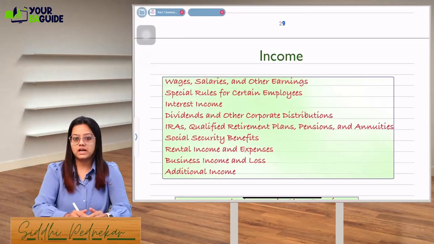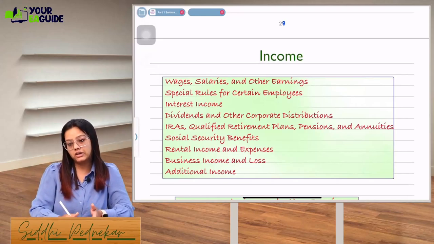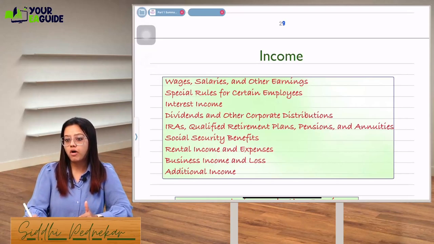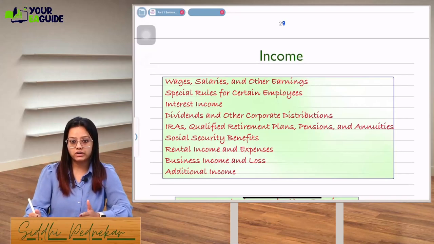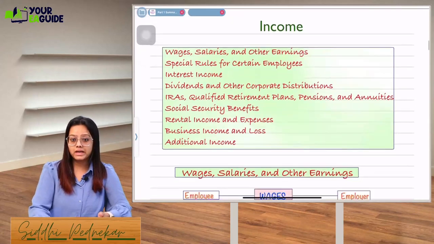All right, so we'll start with the income topics. Today we'll be completing the income, and then tomorrow we'll be moving to the foreign related topics, foreign income exclusion, foreign tax credits and everything. Okay, so quickly we'll start in income.